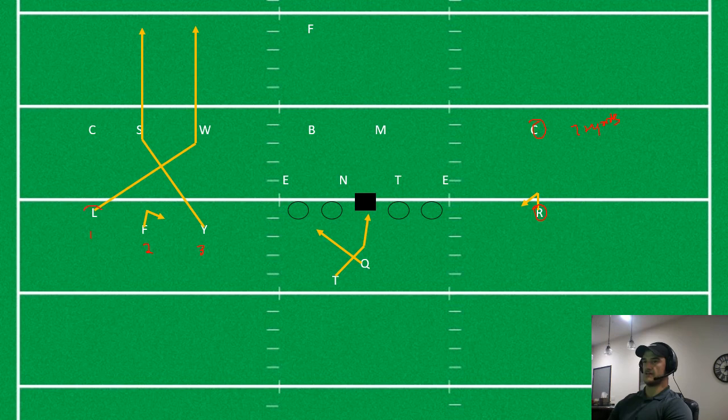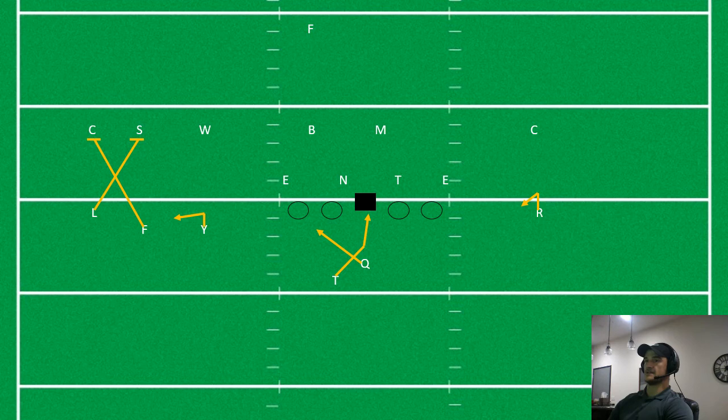So instead of the L and the Y, the 1 and the 3-man blocking, they are now running their go routes. Quarterback's taking a hard pump fake if we're throwing it. We're counting the box. Quarterback's taking a hard pump fake, and he's throwing it deep if it's there. All right, let's move on to the next play.